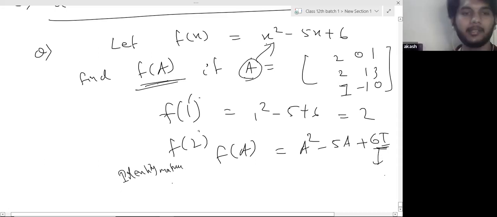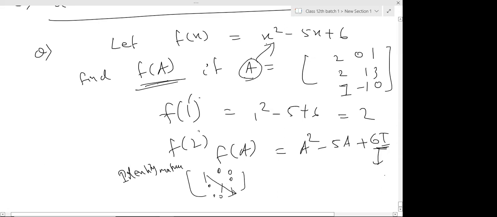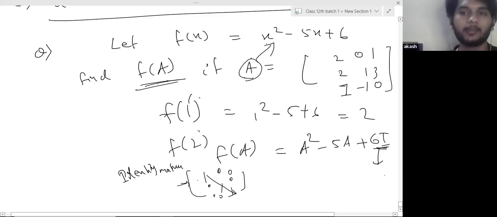All right. You remember the identity matrix: 1, 0, 0; 0, 1, 0; 0, 0, 1. Diagonal elements are 1. All right. And the order of this matrix will be the same as A. All right. And you can solve this very easily. We know how to find A square. We know how to find 5A. We know how to find 6I. All right. Try to solve now. Yes, sir.